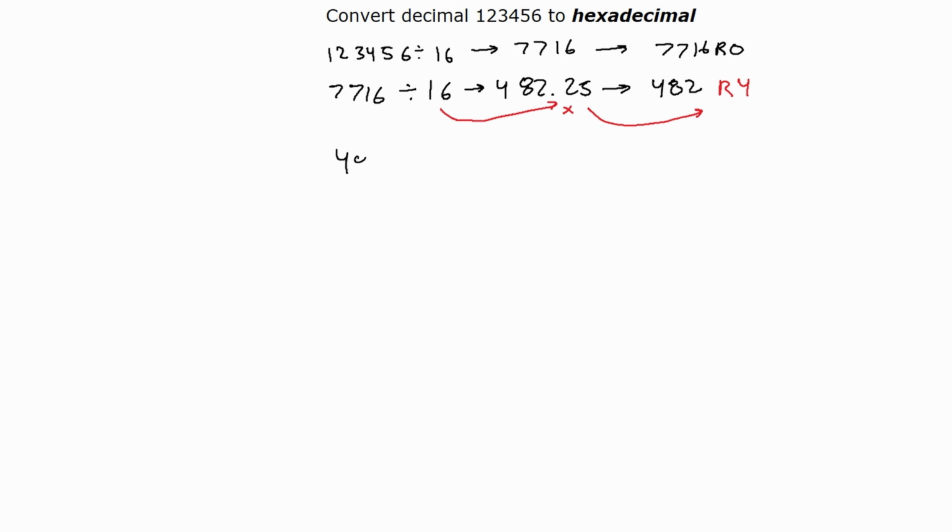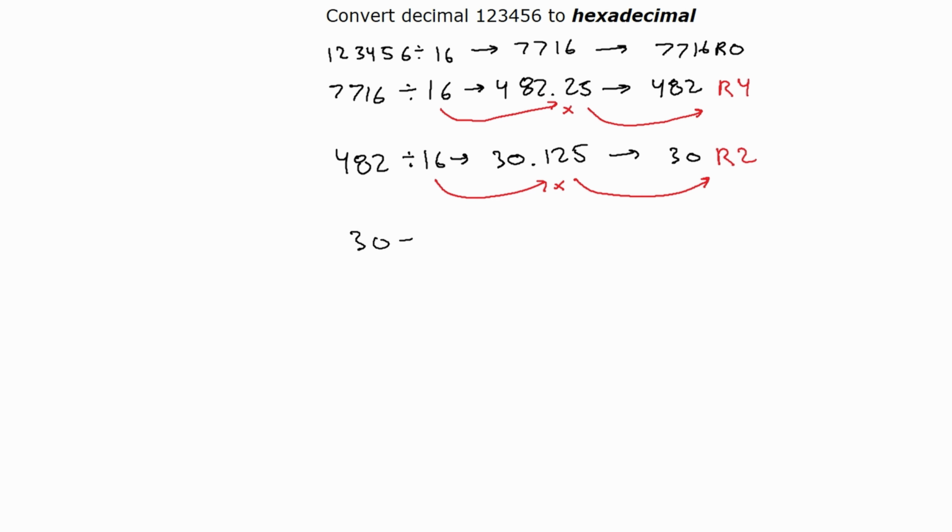We're then going to take 482, we will divide it by 16, and this is going to give us 30.125. So we can write 30 here, and then we're going to multiply this 16 by the 0.125. And in doing this, we are going to get the remainder of 2. We're then going to take our 30, divide it by 16, and this is giving us 1.875. And so our value is 1. We are then going to take the 16, multiply it by this 0.875, and in doing so, we're going to get the remainder of 14.